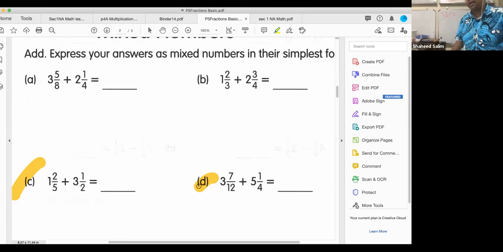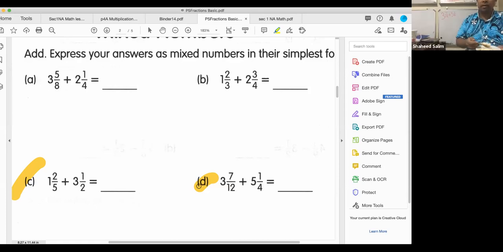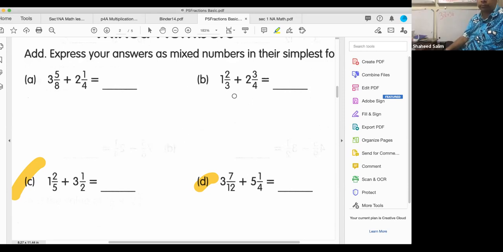What about Shafia? Eight whole 5 out of 6. What about Akil? Is it the same answer? Yes. Iman? What about you, Iman?